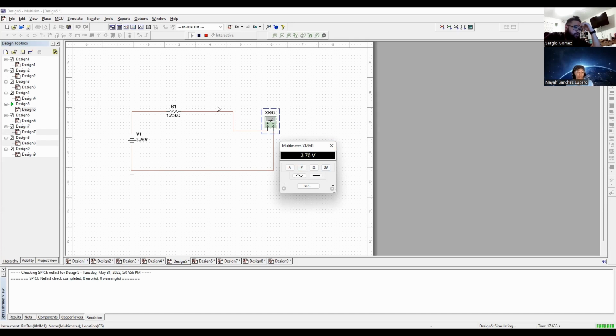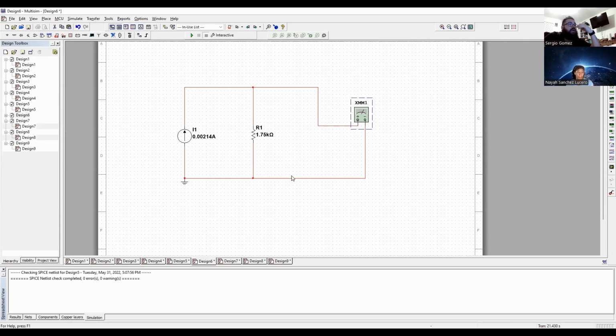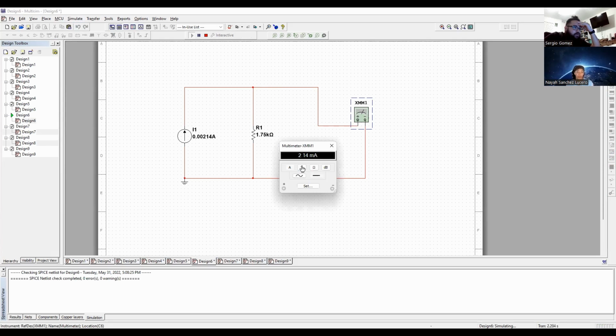Now, if we check the Norton equivalent, we go over here. So I'm going to turn off the simulation. And with this, we're going to turn the simulation on for this one. So we have the 2.14 milliamps, 3.745 volts. So these are in line with each other.